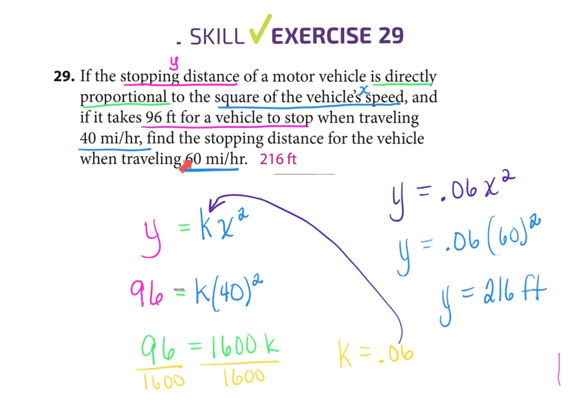The new speed being 60 miles an hour. Well, now I know the k, and now I know my speed. Plug it in and solve. 60 squared is 3,600 times 0.06. I'm going to get 216 feet. That's how long it takes me to stop a car going 60 miles an hour, which is, by the way, why you keep a distance between you and the car in front of you, right?